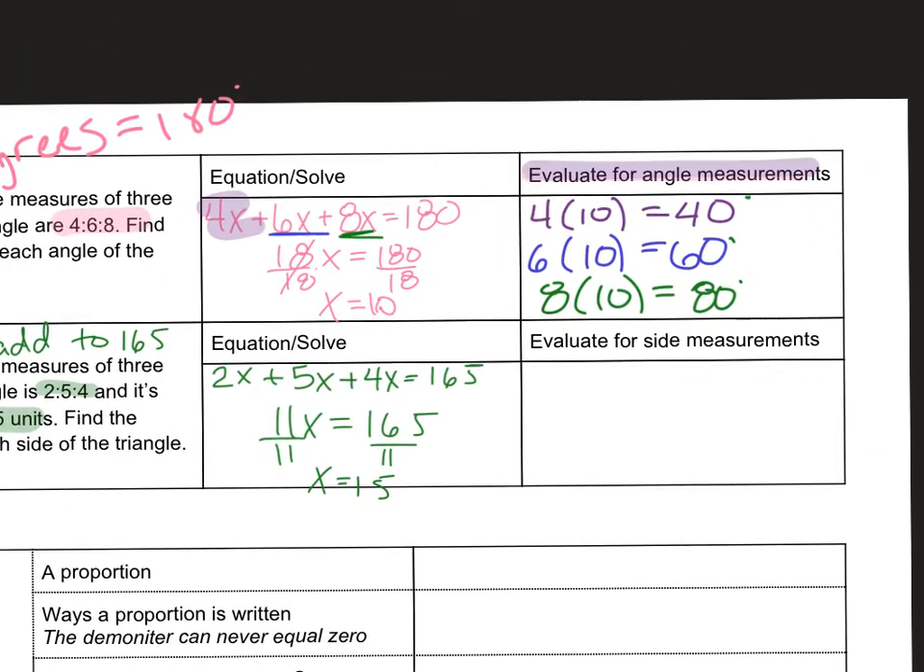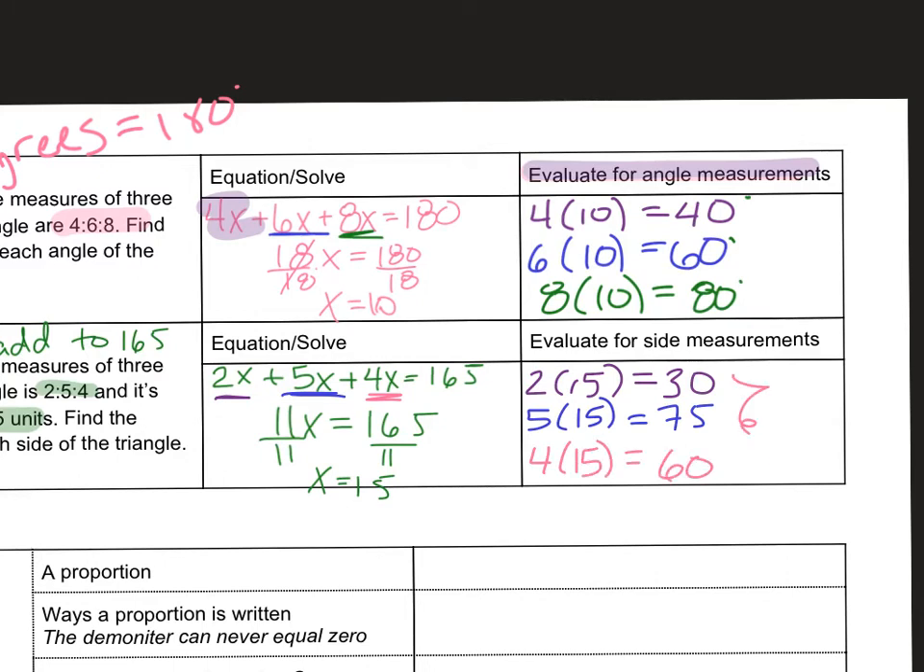And so same thing like what we did in the previous problem. I'm going to take my 2x, and this time instead of multiplying by x, I'm going to do the x value of 15 to get my 30. My 5x, so this will be 5 times 15, and 5 times 15 comes out to a 75. And then we have our 4x. 4 times 15 will come out to 60. And when we add all these up, we do get that 165 value.